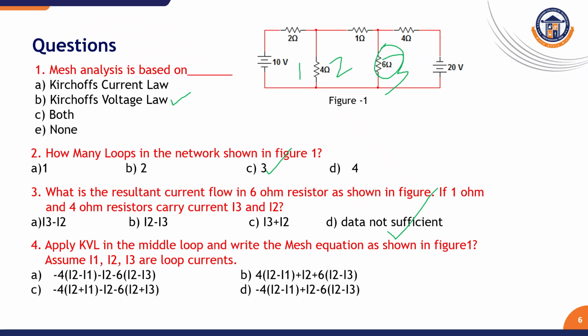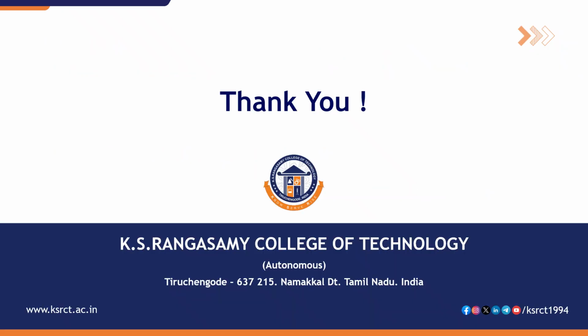Applying the KVL in the middle loop, what is the mesh equation as shown in figure 1? Here are I1, I2, I3. I am applying the KVL here. I2 is my dominant current, so I2 minus I1, I2 minus I3. So this is the correct answer. Thank you.